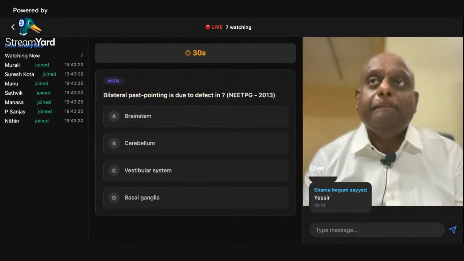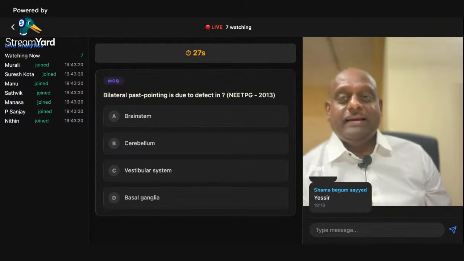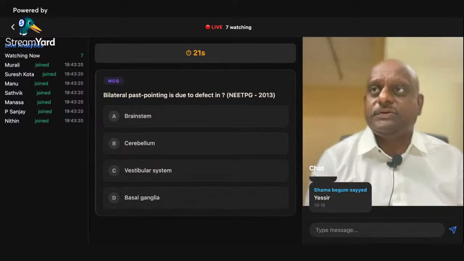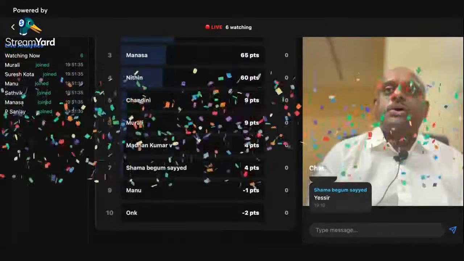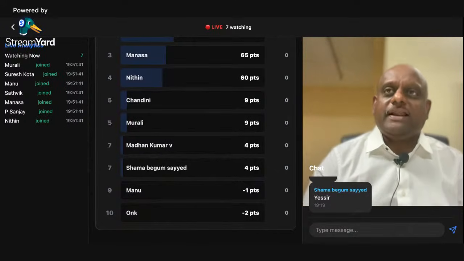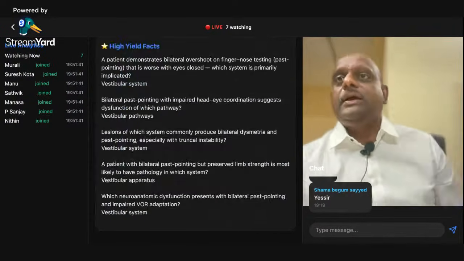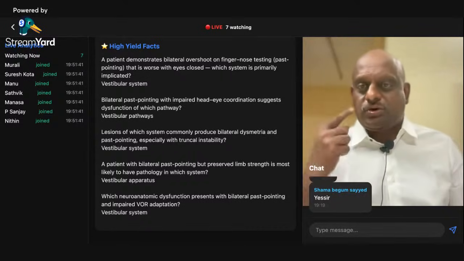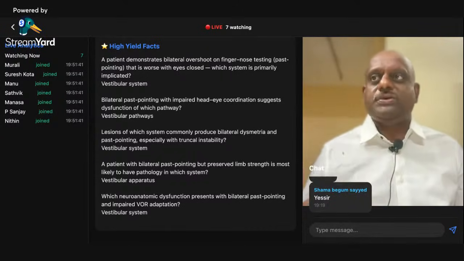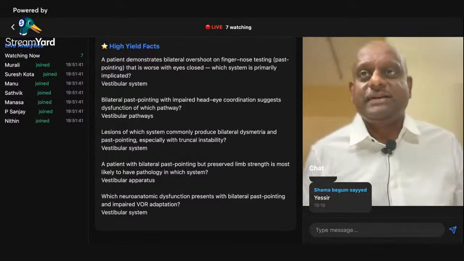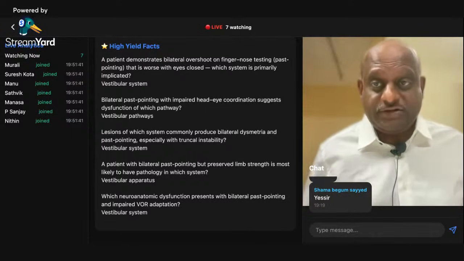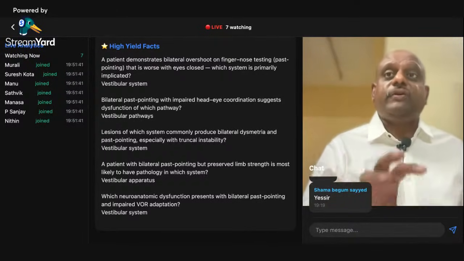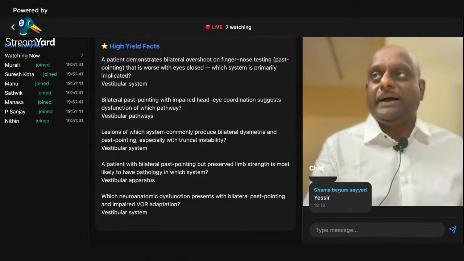Now, bilateral past pointing. Bilateral past pointing is a defect in which part of the brainstem? Yes. So, doctor, it is a vestibular system defect that leads to bilateral past pointing. A patient demonstrates bilateral overshoot on finger-nose testing, which is called past pointing, when the finger goes to touch the nose, and that is worse on closing the eyes. Then you need to think the problem is in the vestibular pathways. So bilateral past pointing with impaired head and eye coordination suggests dysfunction of the vestibular pathway, which we need to remember.